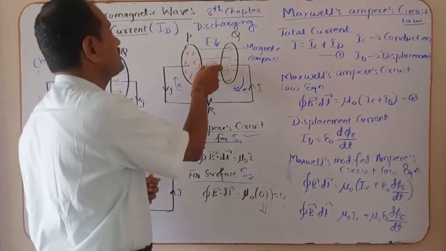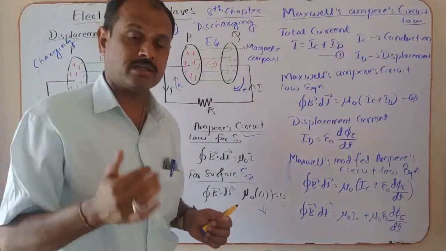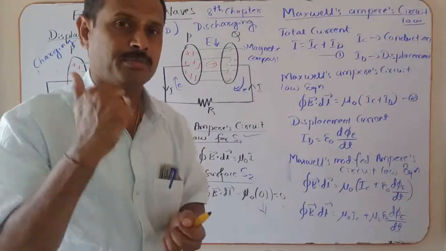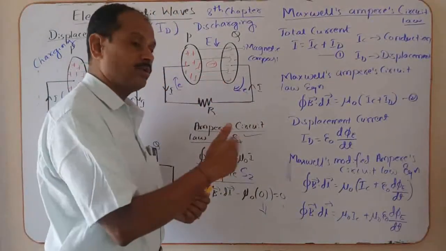A magnetic needle is placed between the two plates of the capacitor during charging and discharging. What happens? Now this magnetic needle will deflect.